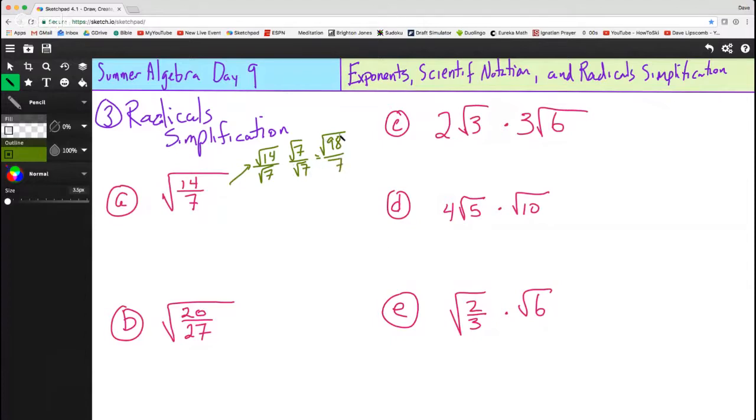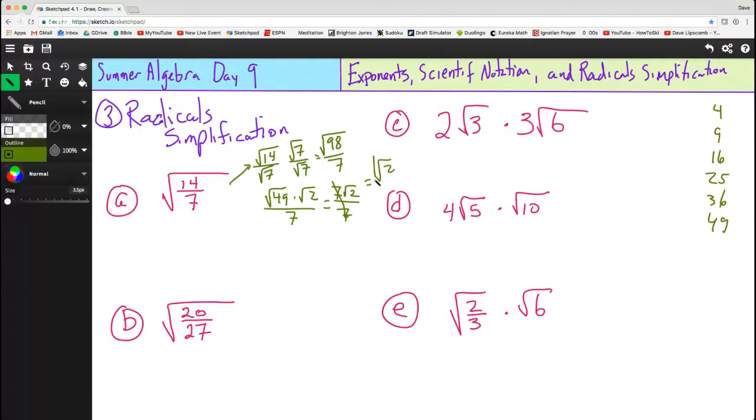Well, square root of 98, let's write our numbers down over here. 4, 9, 16, 25, 36, 49. Well, 49 goes into 98. So that's the square root of 49 times the square root of 2 on top over 7. Well, square root of 49 is 7, so 7 root 2 over 7. Cancel, and we get root 2.